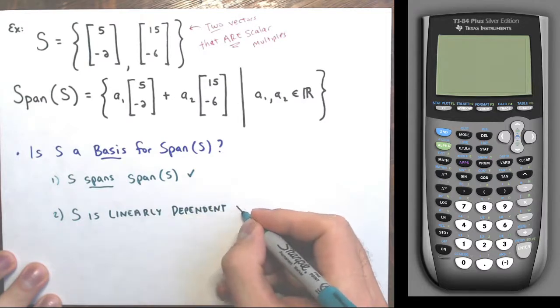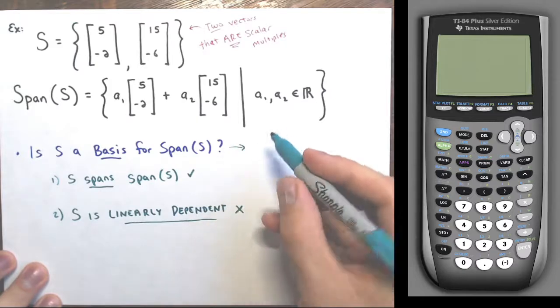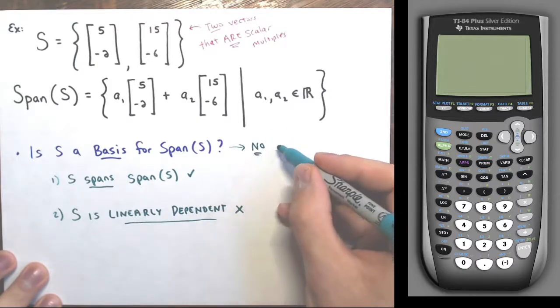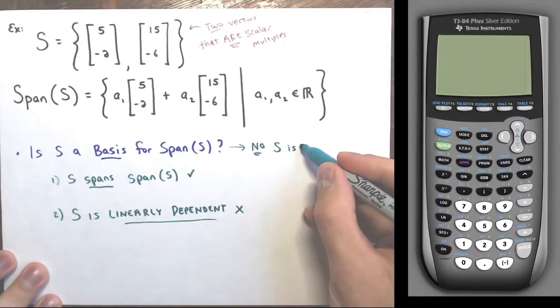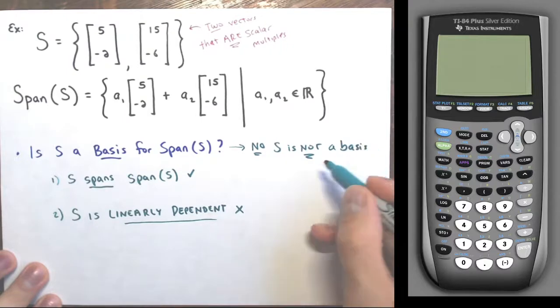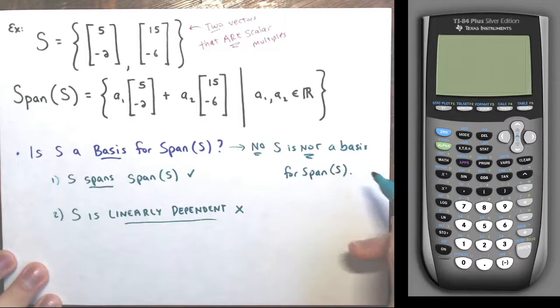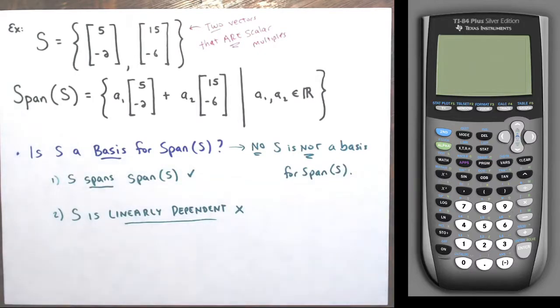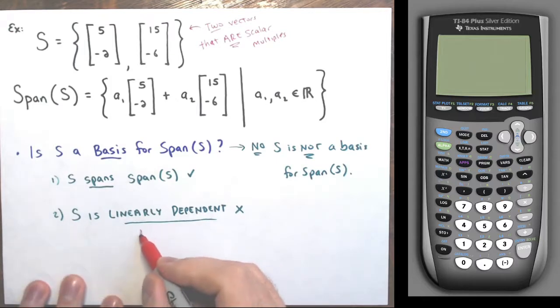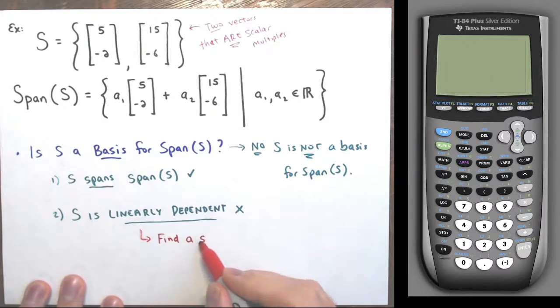That's no good. All right, so the answer to this question here is no. S is not a basis for the span of S. So we have to find one. Since S is not a basis, we're going to have to find a subset of S, some smaller collection of vectors in S.